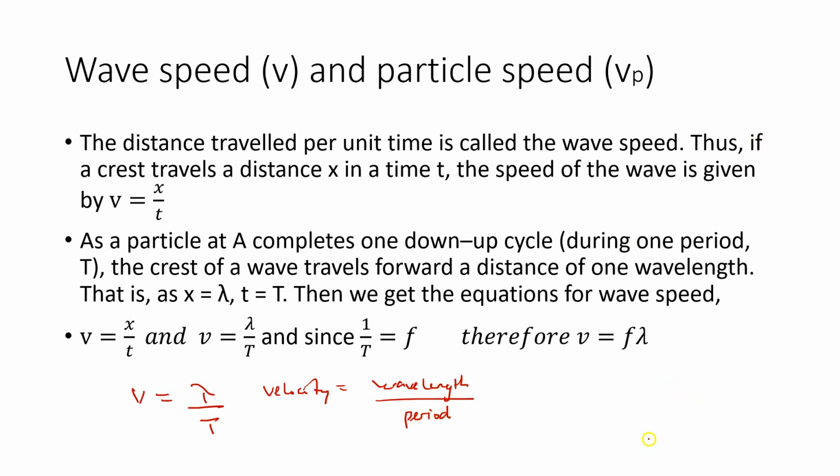So if we consider a simple wave right here, from this point to this point would be one wavelength. But at the same time, if I were to take the time from this point to this point, that would be one period. So it's much easier for us to say that the velocity of the wave is equal to the wavelength divided by the period.